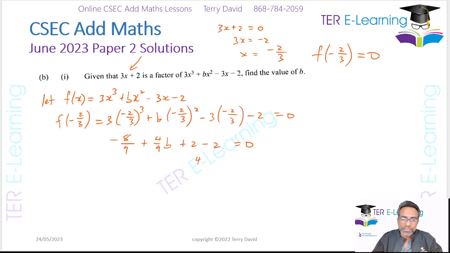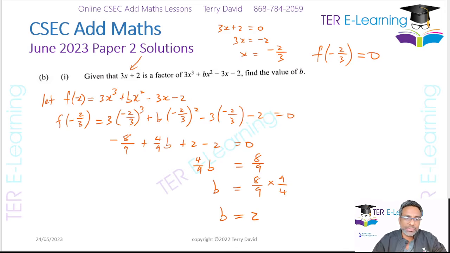So I'm going to get 4 over 9 b is equal to 8 over 9, right? So therefore, b is simply going to be 8 over 9 multiplied by 9 over 4. So therefore, b has to be equal to 2. So that's our answer here for this one, right? b is equal to 2 in this case.